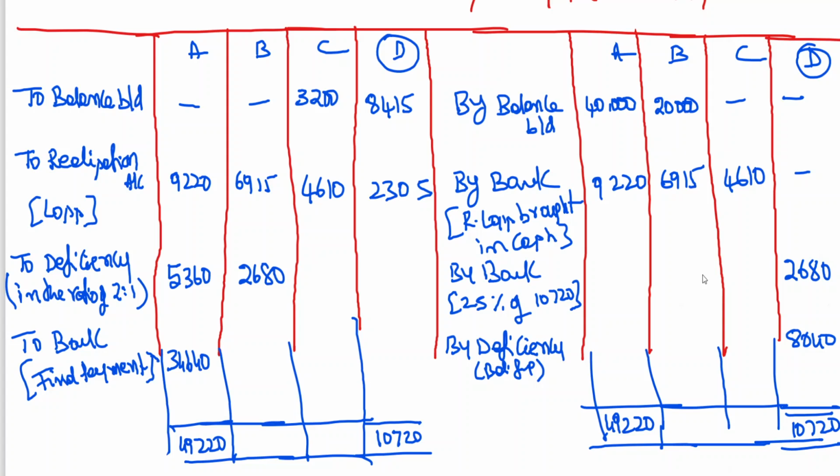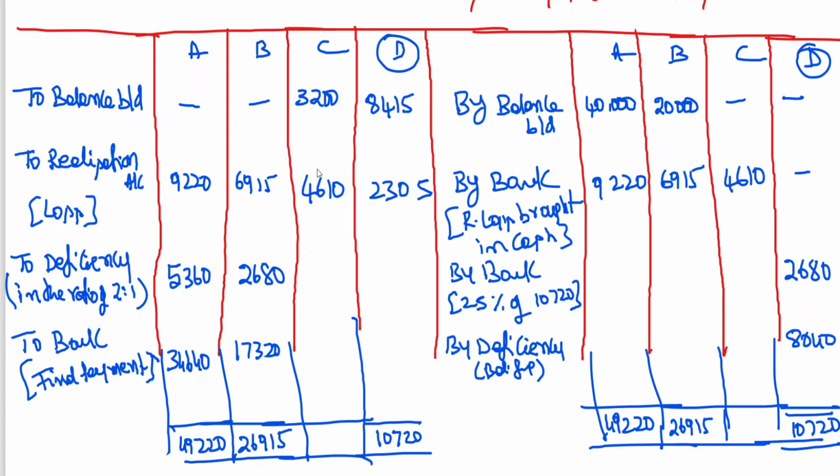I think here also B's capital account is showing more on the credit side. 26,915. When the credit side is showing more, the amount is to be paid, no? 26,915 minus 6,915 minus 2,680. It is coming to 17,320. This is the final payment. Now let us look at C.